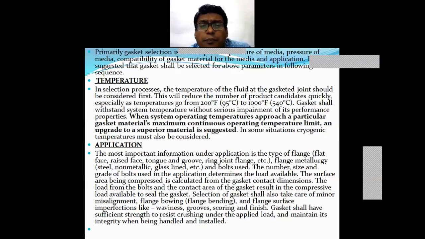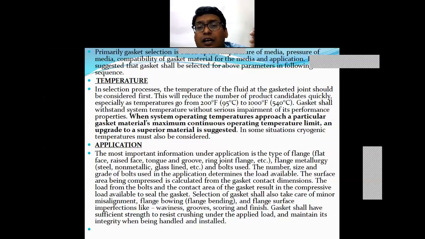So depending on the temperature, this is the primary requirement: the material which can withstand the fluid temperature. Depending on this fluid temperature, one has to select the gasketing material. So in this selection process, the temperature of the fluid at the gasketed joint should be considered first.